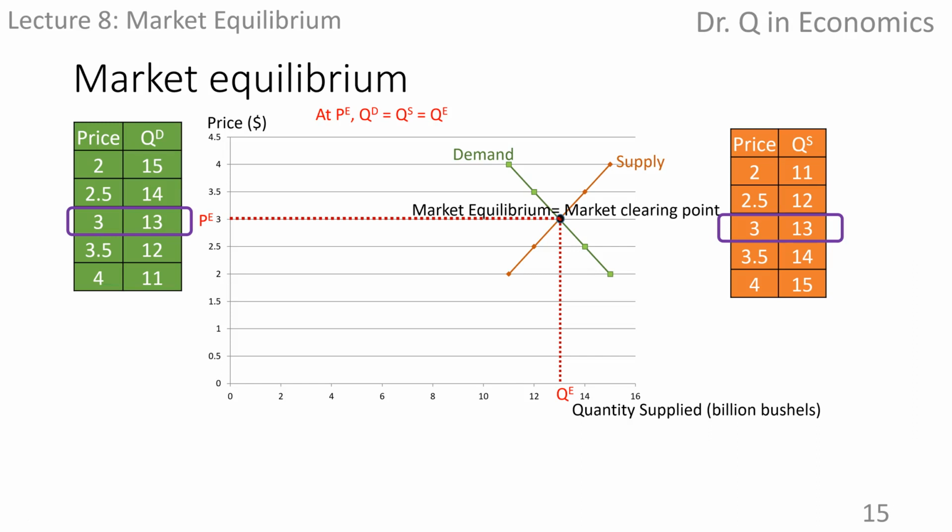Secondly, if the market is at its equilibrium or clearing point, it does not mean everyone's desire is satisfied. There are still consumers who want to buy corn at a price lower than $3 but cannot afford $3.